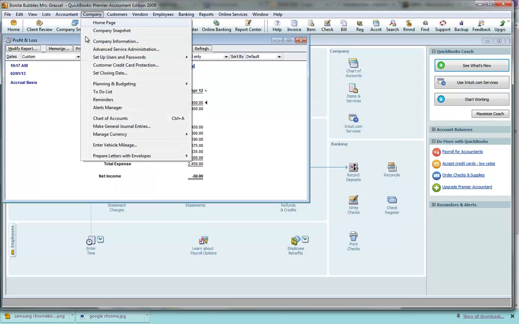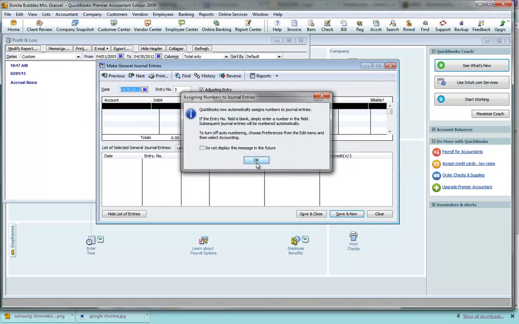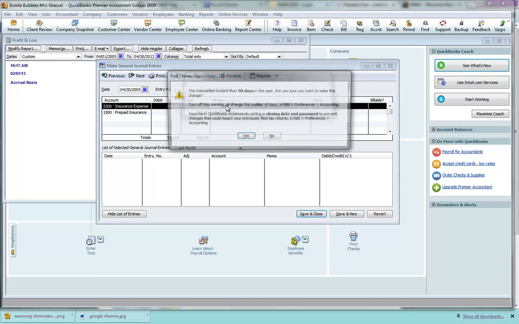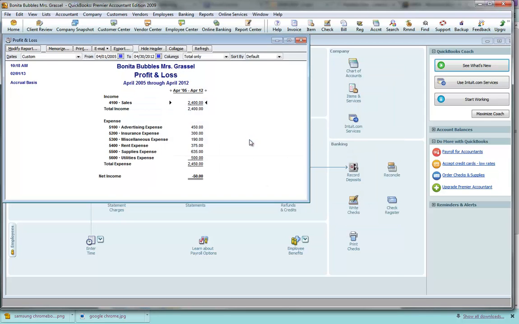Yes. But I have to do one at a time. I didn't want to do Save and New. Okay, that would be another way to do it. Excellent. And then on the other transaction, I'm going to change the year to 05. Save and close. Yes, and it's going to give this the 90 days.